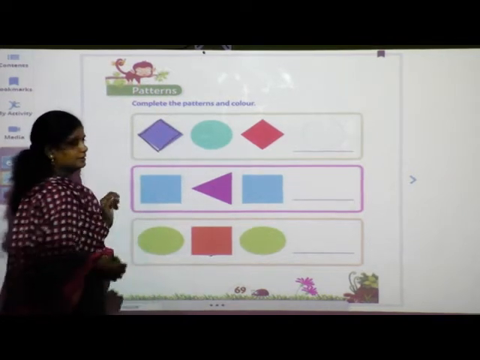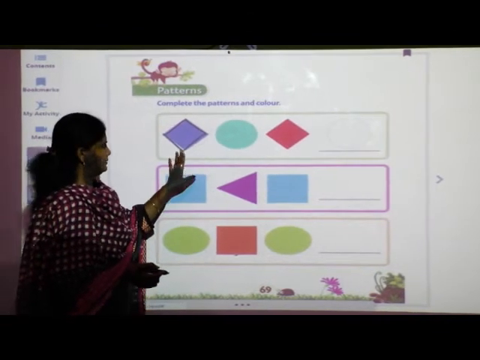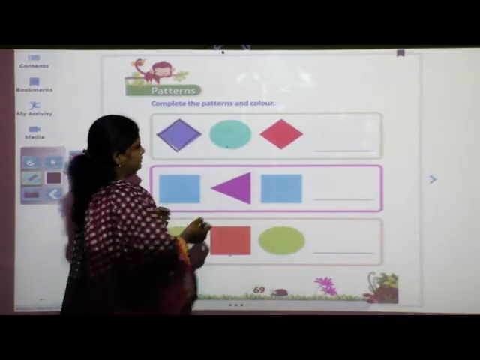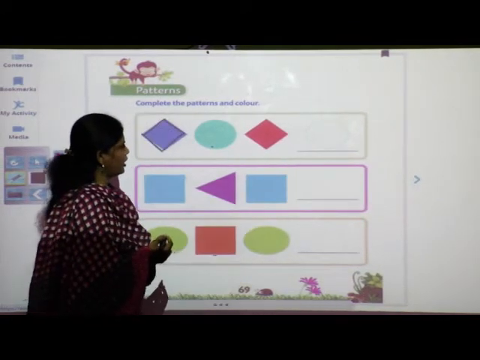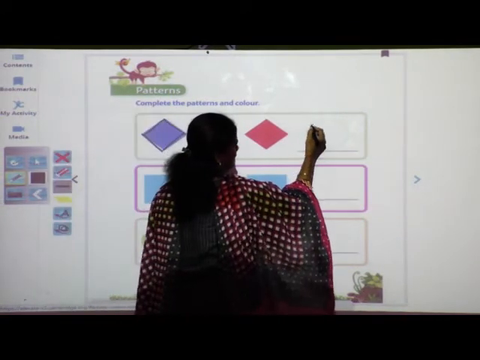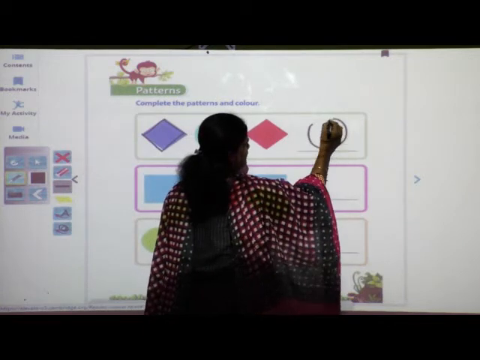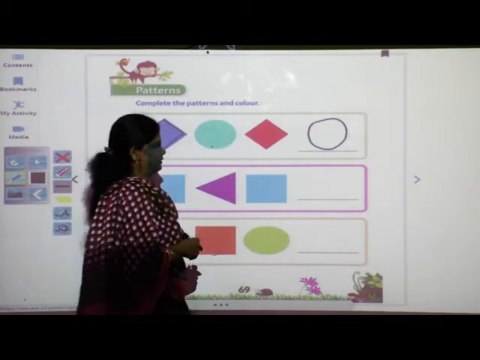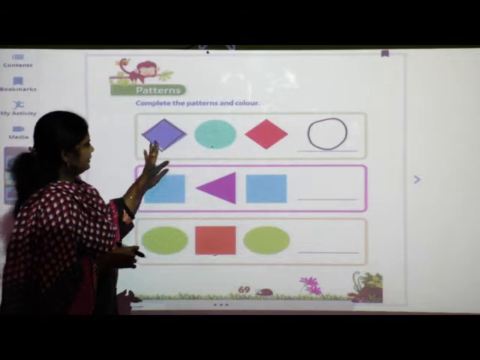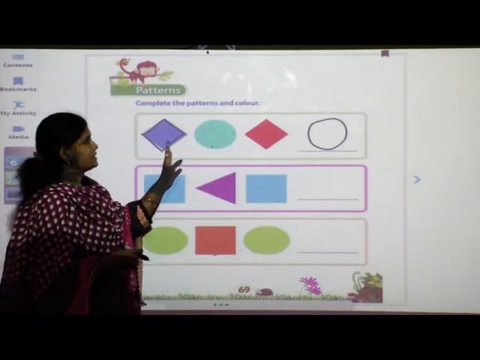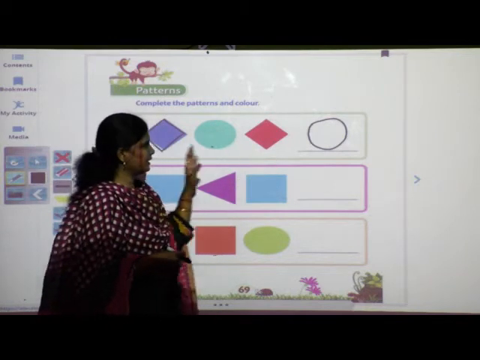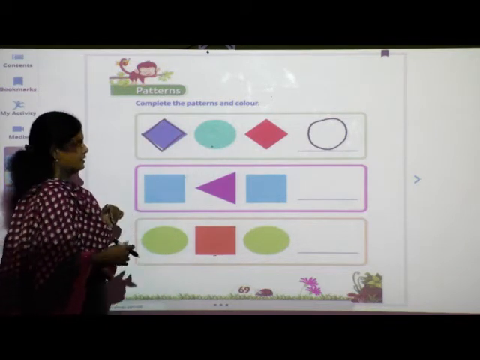Anybody can tell me? Yes, diamond. This circle, this diamond, and then here we have to draw a circle, like this, and we have to color. But see, here they have used different colors. So only the shapes must be the same, but the color we can give different.